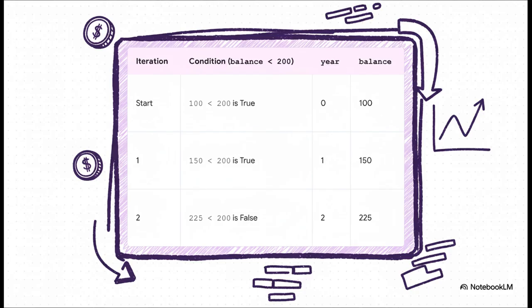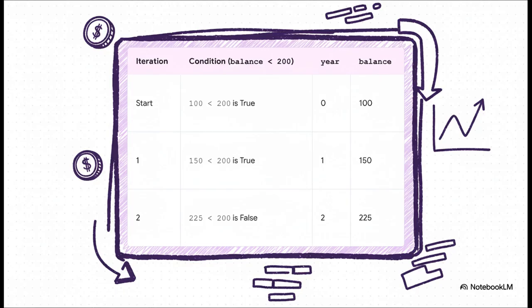Okay, let's trace a simplified problem together, doubling $100 at 50% interest. We start with year at 0 and the balance at 100. Is 100 less than 200? Yes, it is. So we enter the loop. After that first pass, year becomes 1 and the balance is now $150. Is the condition still true? Yep. So after the second pass, year becomes 2 and the balance hits $225.